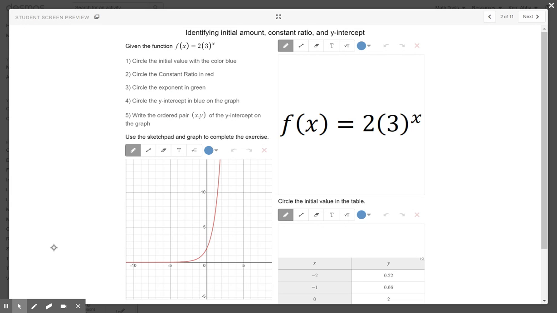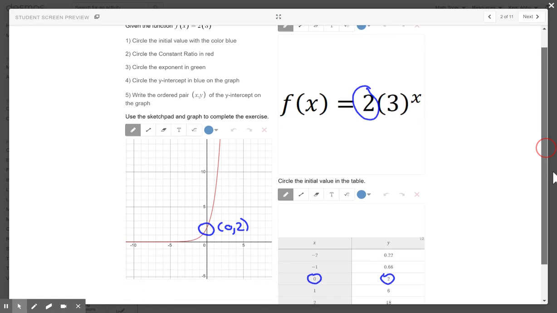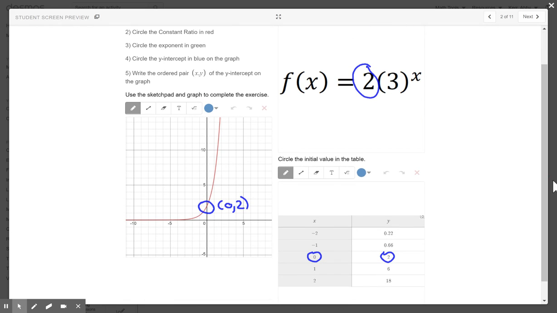Now it says circle the initial value in blue. Once again, initial value is your A. You can find that for your y-intercept, 0, 2. You can find that on the table, 0 comma 2. Circle the constant ratio in red. So that is what is holding up the x value. So that's going to be 3.